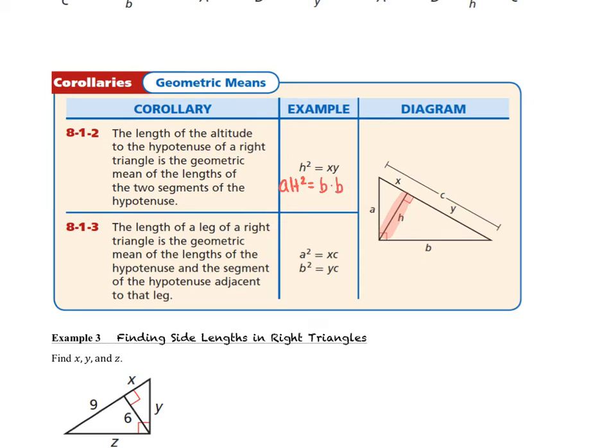Little base times big base, I guess we could say. X times the y, right? And then some other formulas that we have: if you look at the a squared, that is the little hypotenuse over here, going with the smaller of the two triangles. So I call that little hypotenuse squared equals little base times the total base.